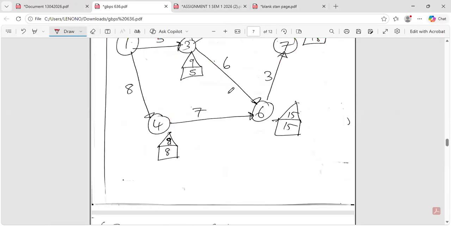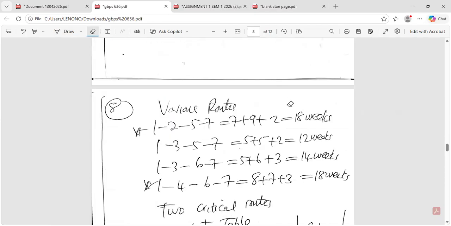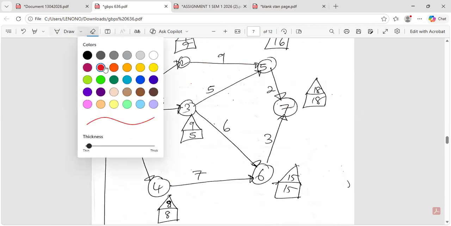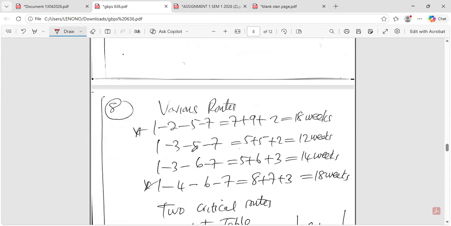So the various routes: you can move 1 to 2, go this way to 7. 1 to 2, 2 to 5, 5 to 7, from this point to the other point. All right. So here we are going to have 18. And the other one is 1 to 3, 3 to 5, 5 to 7, which is 12.